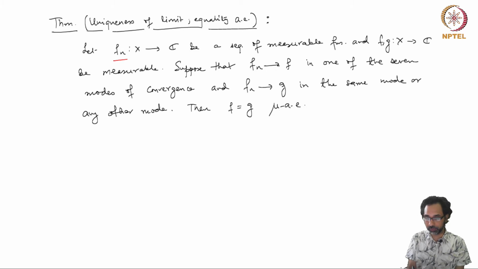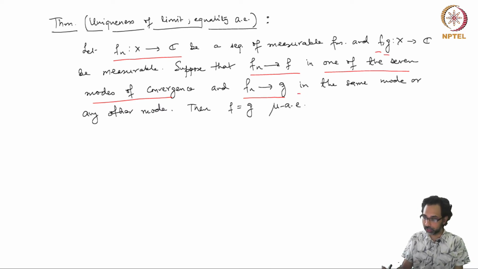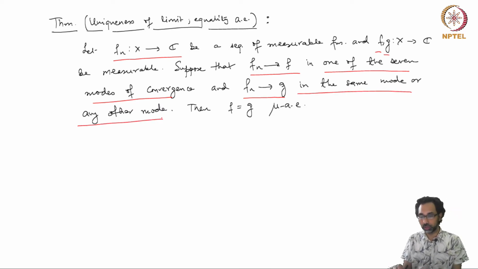Equipped with this lemma, we can state the following theorem about uniqueness of limit with equality almost everywhere, and it says that if Fn is a sequence of measurable functions and F and G are two additional measurable functions, and now suppose that Fn converges to F in one of the 7 modes of convergence and Fn also converges to the function G in the same mode or in any other mode. So for example, Fn can converge to F pointwise almost everywhere, and Fn also converges to G. It can be either pointwise almost everywhere or in any other mode like convergence in measure or L1. Then we have F equal to G mu almost everywhere.